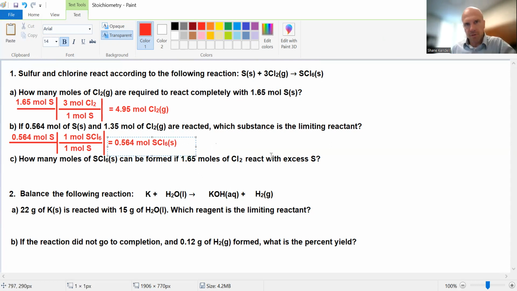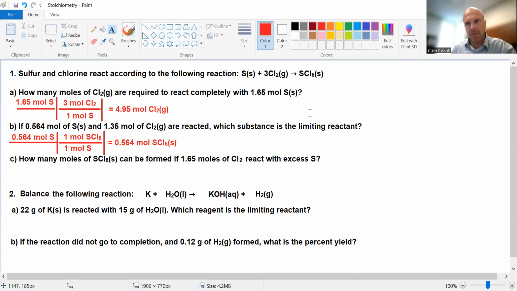So that was reasonably straightforward. But again, I'm sort of emphasizing the process here. We can see that 1 mole of sulfur goes to 1 mole of SCl6. So of course it makes sense that if we had 0.564 moles of sulfur, we're just going to get 0.564 moles of the SCl6. Let's repeat the process with the chlorine, and that's a little bit different because we've got the 3 moles here.